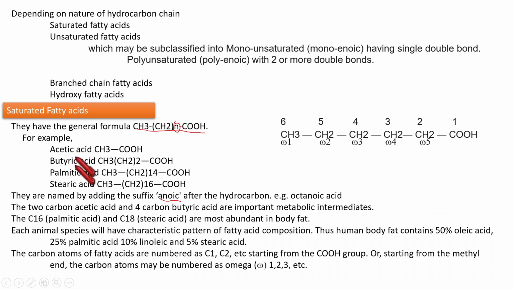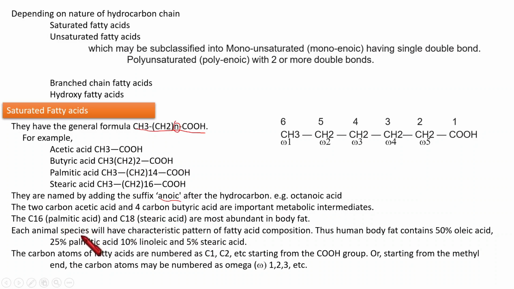Next, about some special things about saturated fatty acids. Among them, the 2-carbon acetic acid and the 4-carbon butyric acid are important metabolic intermediates in the metabolic pathway. Next is palmitic acid and stearic acid. They are the most abundant body fats. If we consider our body fat, the abundant ones are palmitic acid and stearic acid.